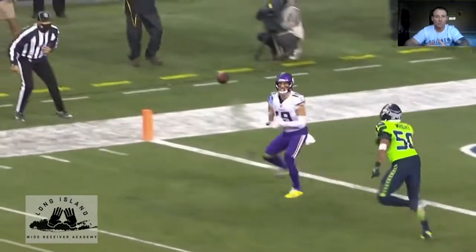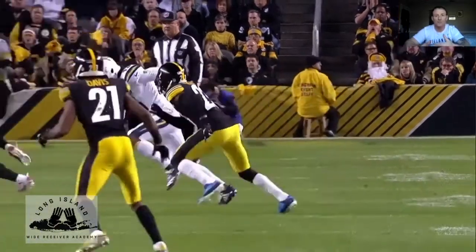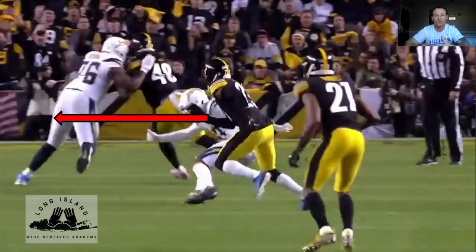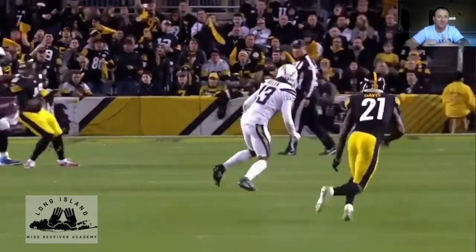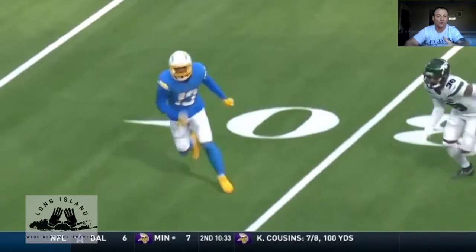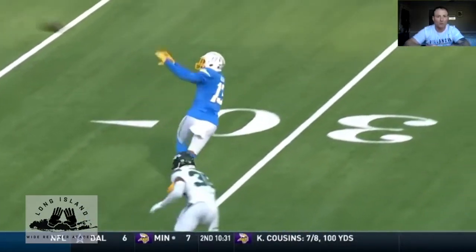In a perfect world, we should see our cover defender's hips at the opposite sideline, or the sideline we're running towards, as we drop and initiate our break point. The caveat here is instead of selling vertical, we're selling either a shallow cross or some type of in-breaker, depending on what the route is.